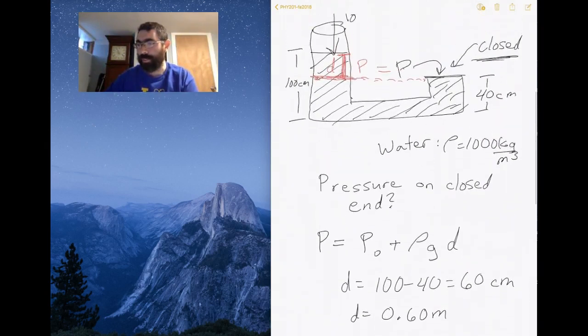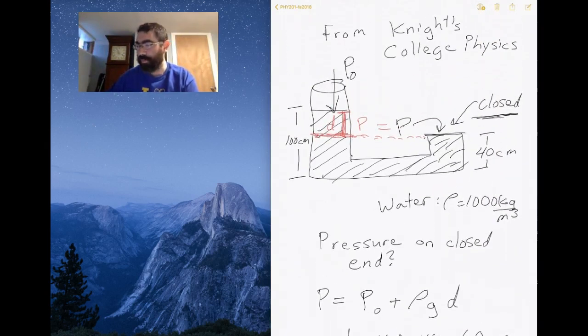If we go back and look at the picture, that's what the pressure is going to be on this side right here, which means it's also going to be the pressure on this side, on the right-hand side over here.